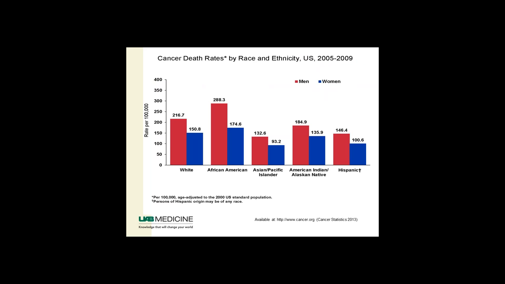And this is just at least one graphic of what we might be talking about when it comes to race and ethnicity. So what, if anything, strikes you by this particular graph from the American Cancer Society?